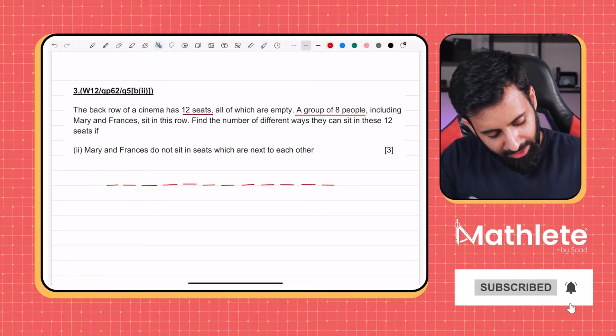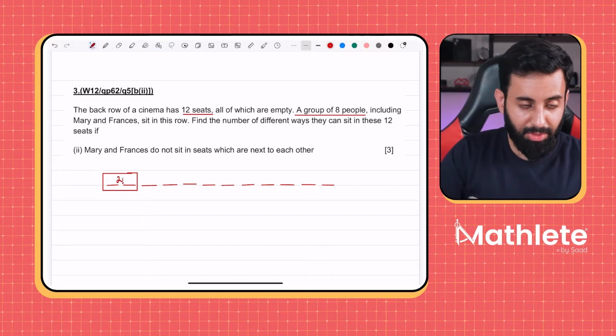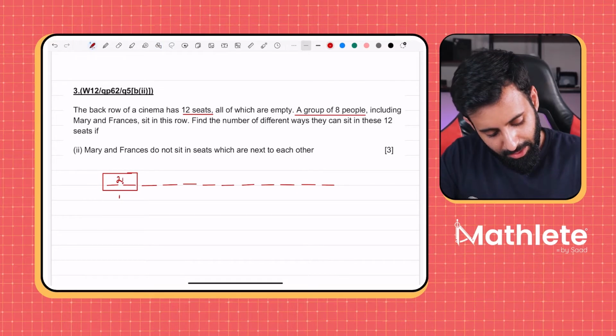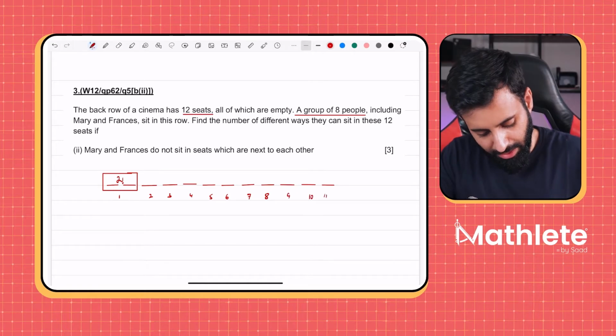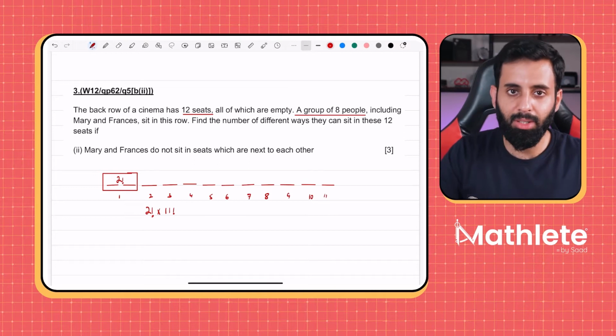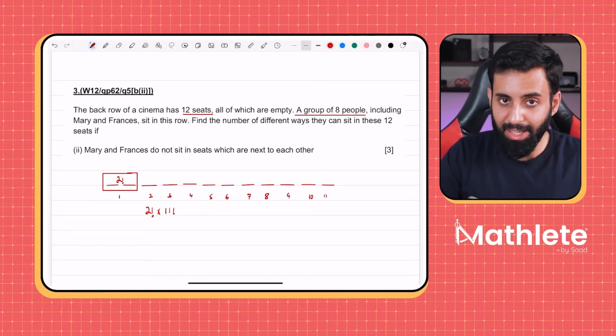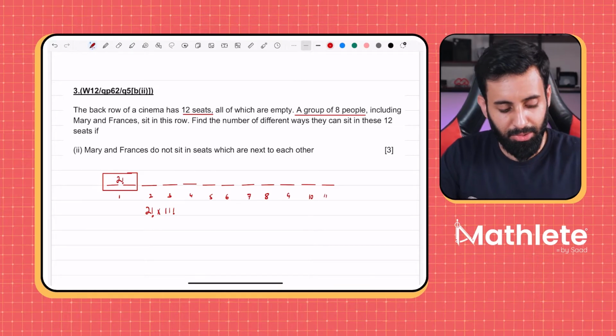Okay, so let's find out the number of ways Mary and Francis can be together. That would simply be 2 factorial. So let's do that. Then here's where you have to be careful. So 2 factorial multiplied by 1, 2, 3, 4, 5, 6, 7, 8, 9, 10, 11. So we have 11 different units to arrange. But here's the thing. Are these all 11 different units? Because remember, there are 8 people. So there are 6 remaining people after Mary and Francis are together.